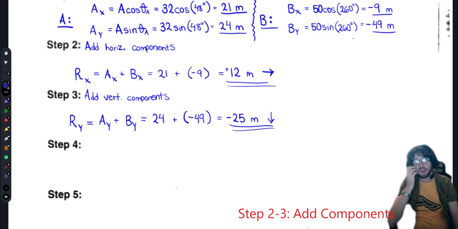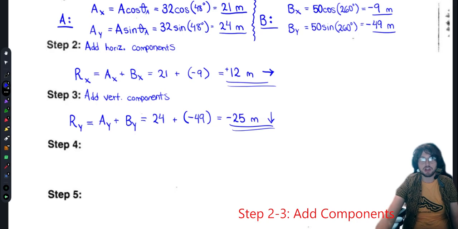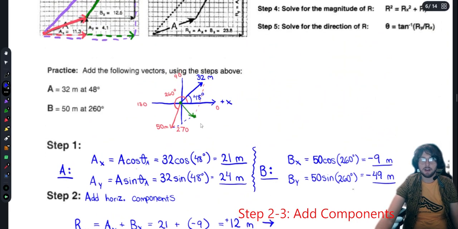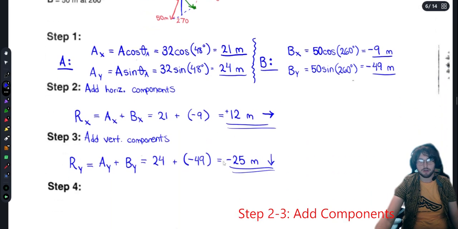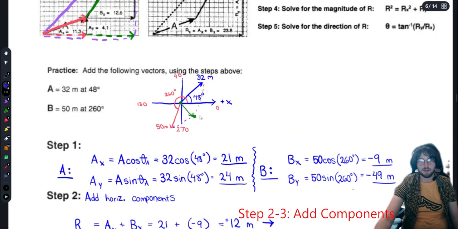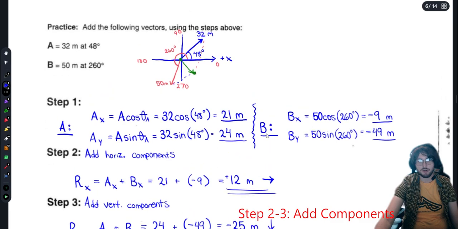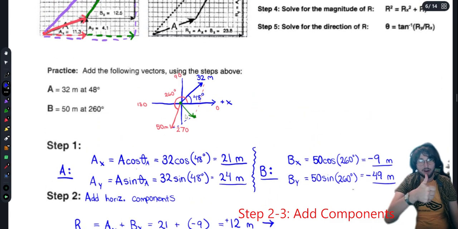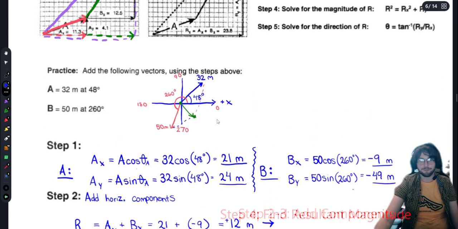Welcome back. All right, so if you did everything all right, you should have gotten a total vertical component for your resultant of negative 25 meters. Now we can go check our picture that we sketched at the beginning, and yeah, that tracks. So we've got something that's going down, negative 25 down, and to the right, positive 12 to the right. So everything seems to be looking pretty good so far.